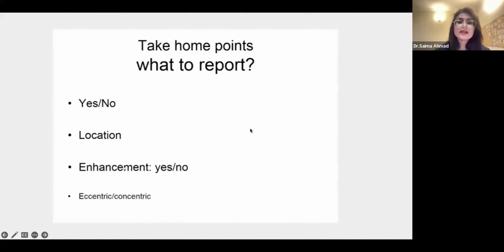So the last slide, a few of the take-home points: in vessel wall imaging, we have to report whether there is any change in the vessel wall, what is the location, and the enhancement pattern. Eccentric or concentric, you may describe it, but this is not important.